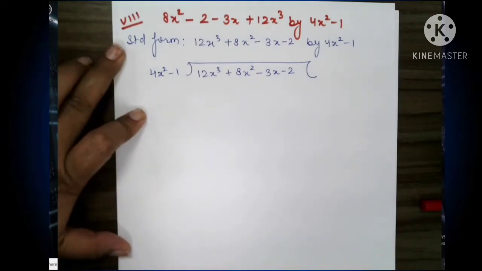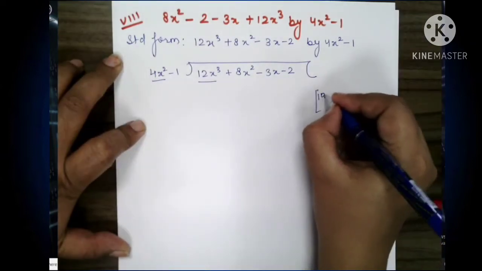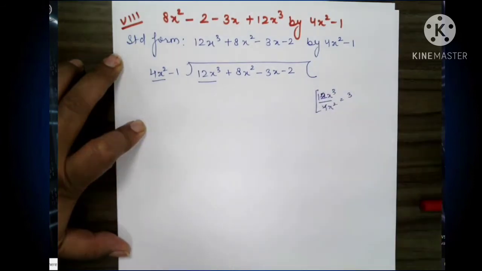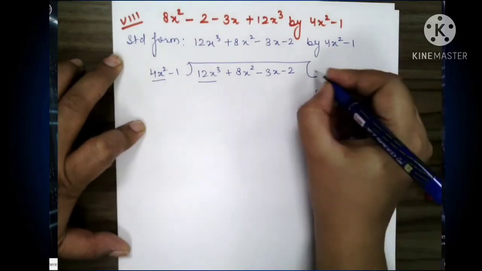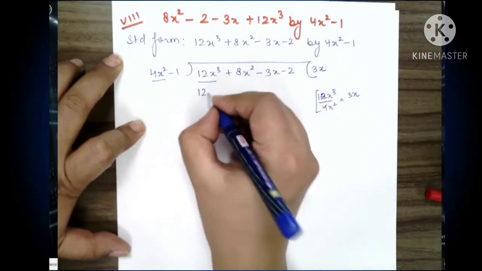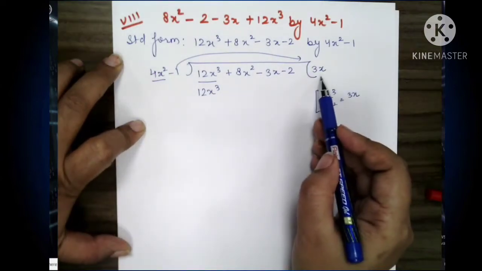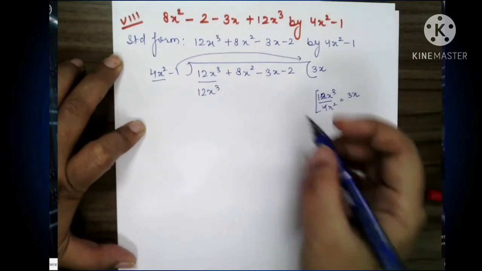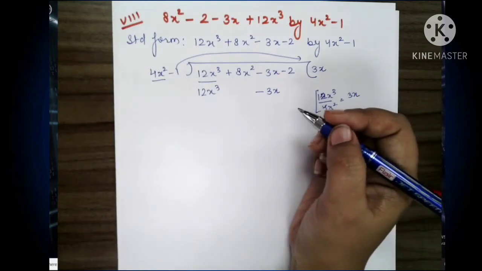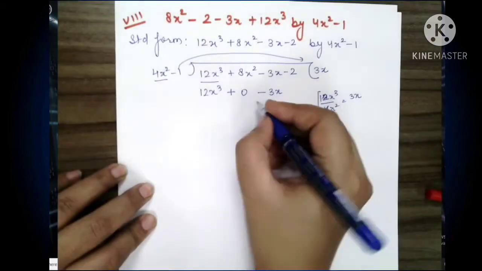Same steps we will proceed, step by step. 12x cube by 4x square: 12 by 4 is 3, x cube by x square gives x. So this is the first term of the quotient, 3x. The underlying term we write as it is. Then we multiply with the remaining term: minus 1 multiplied by 3x is minus 3x. But children, remember it must come right under x. It's minus 3x. So what we are having here, plus 0. Okay, now change the sign.